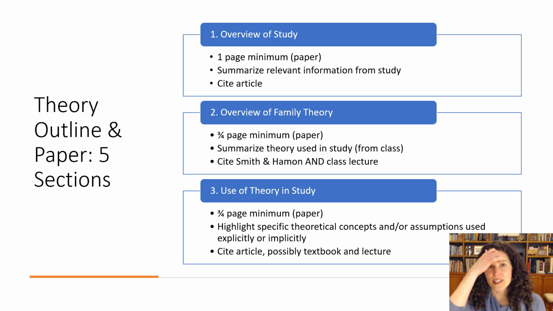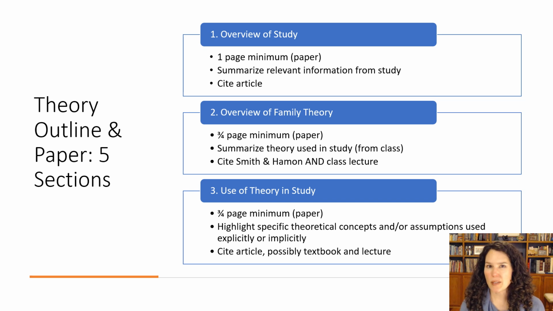In the third section, the use of the theory in the study, now you go back and you look at the article wearing your theoretical kind of glasses, right? To look for how they used the theory. I suggest just highlighting in your article anytime the theory seems to come up, where they describe it, where they use any concepts from the theory, where they discuss it, where they talk about it in terms of their measures. And all you do here is summarize that, describe how they used the theory.